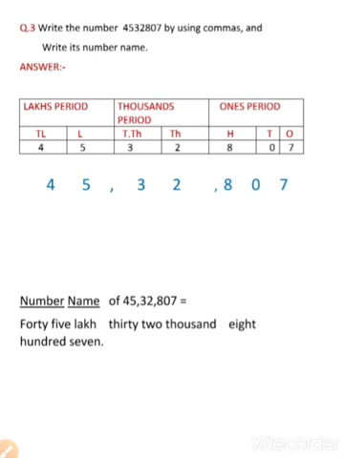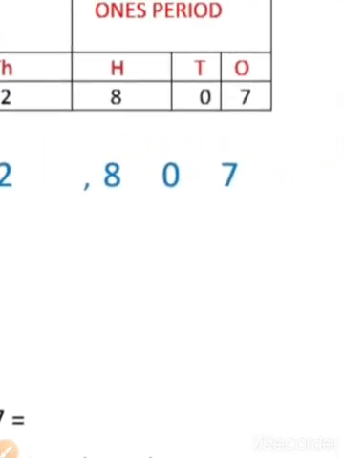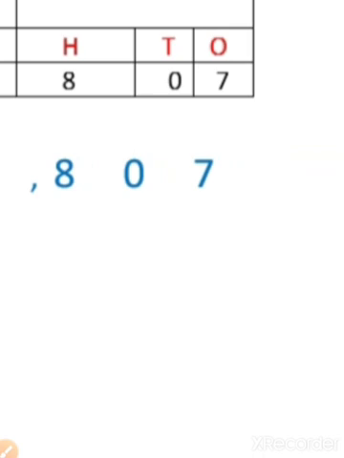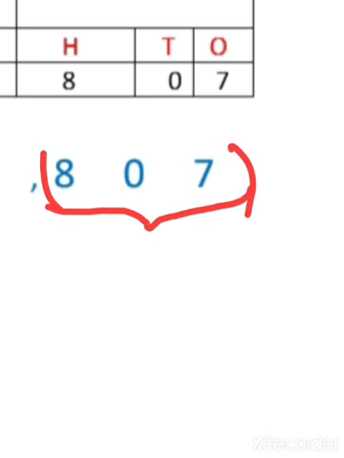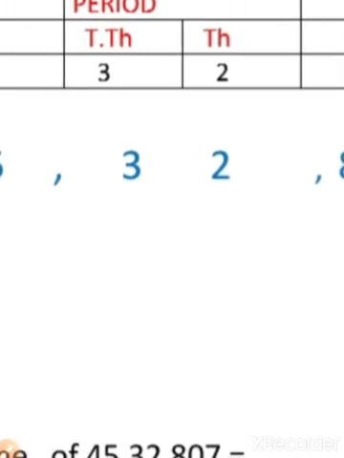So the number name is for 45,32,807. Now let us understand how to write the number name. So again we have to see the periods, and this is the first period, ones period. How many digits can you see? There are 3 digits, 8, 0 and 7. How do we read them together? You read them as 807. Okay? Now we move to the thousands period.